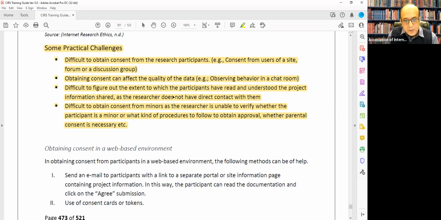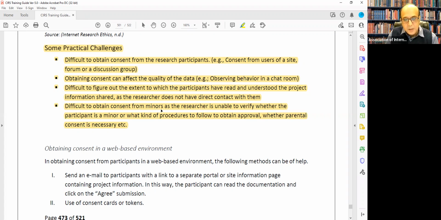It is difficult to figure out the extent to which the participants have read and understood the project information shared, as the researcher does not have direct contact with them. So if it is a survey that you have handed out, the method itself inherently won't have enough information that would satisfy the participants' questions before even answering the questions in the survey.